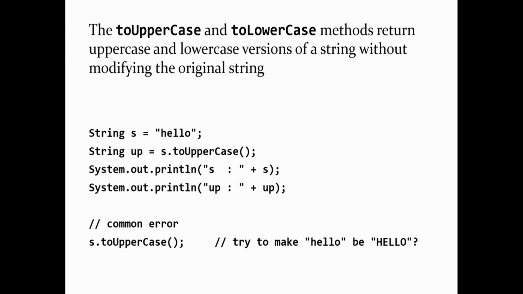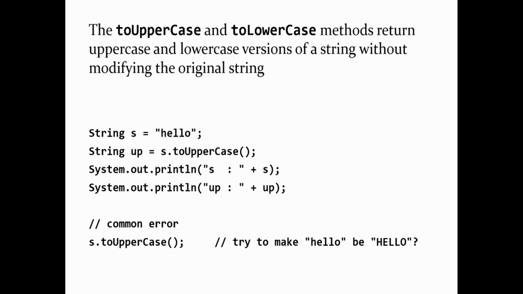This is one of the big mistakes that first-time Java programmers make. They see some method in the string class that looks like it changes the string. So toUpperCase looks like it changes the string to uppercase. It doesn't change the string. It gives you back a new string. There is no method in the string class that lets you change a string. Remember that.